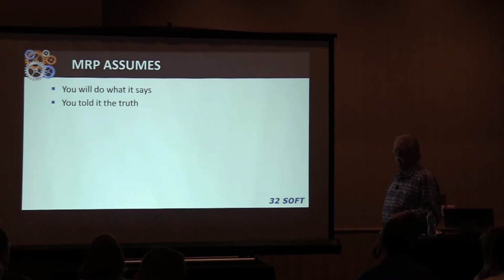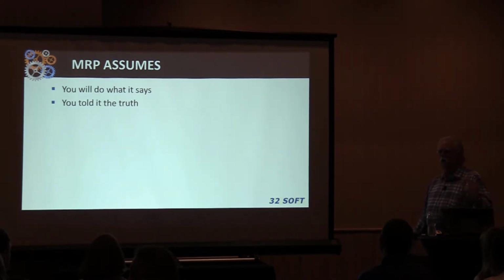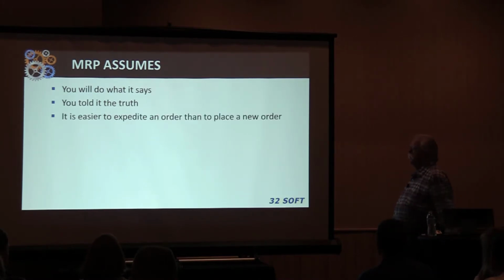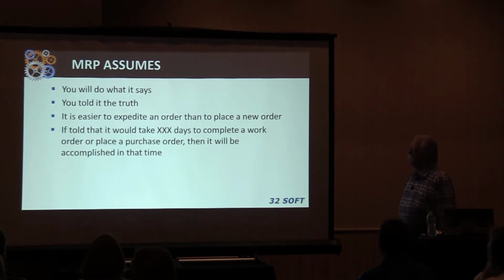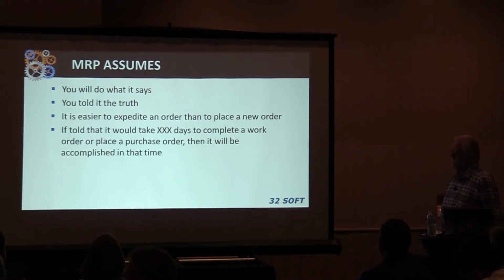It assumes you told it the truth. That everything you've got in that system is exactly what's going to happen. So all your due dates are correct. All your order quantities are correct. All your quantity on hands are correct. So you told it the truth. It also, and we'll look at this in what we call the rules of misalignment, it's easier to expedite an order than to place a new order.